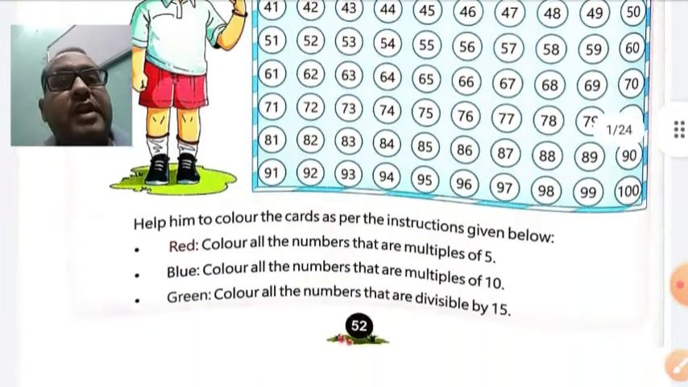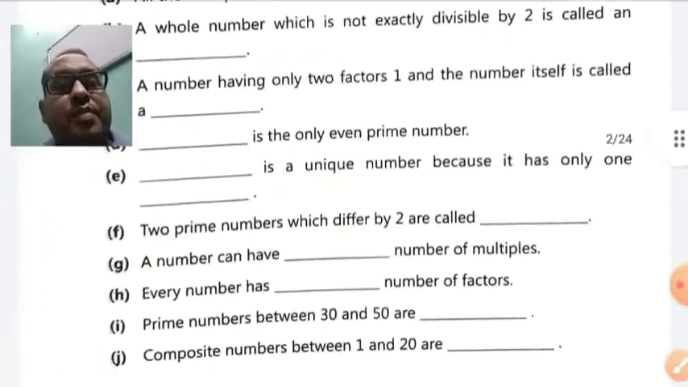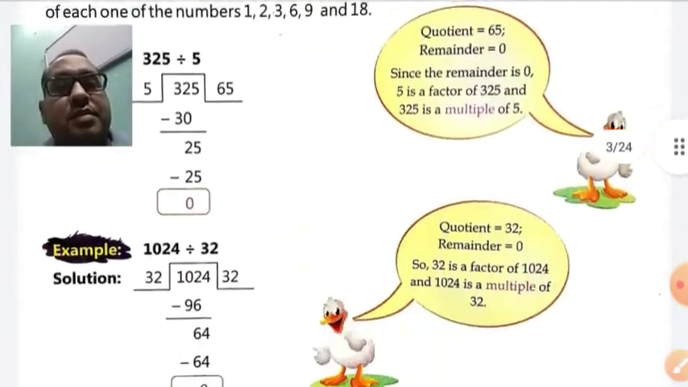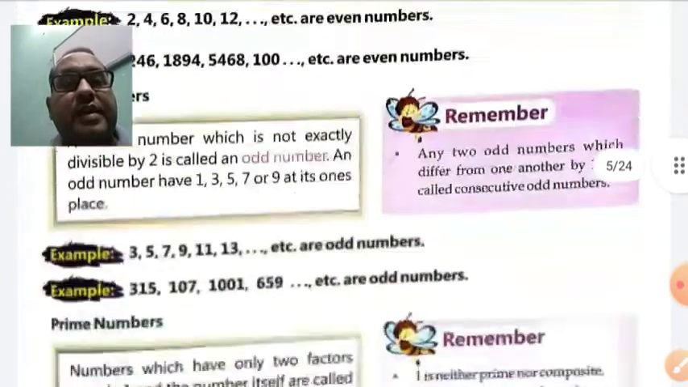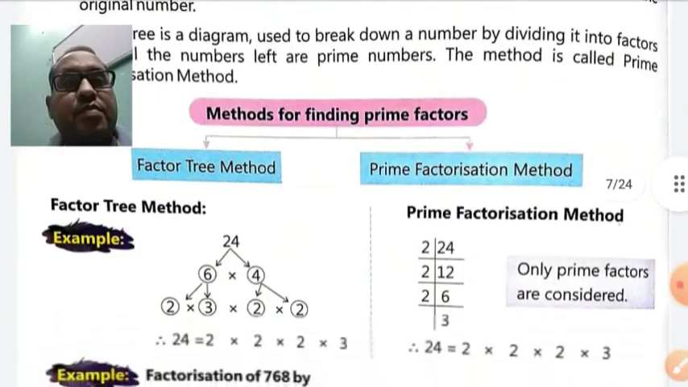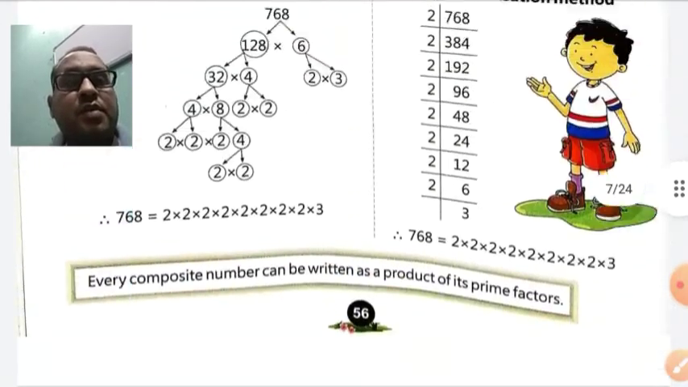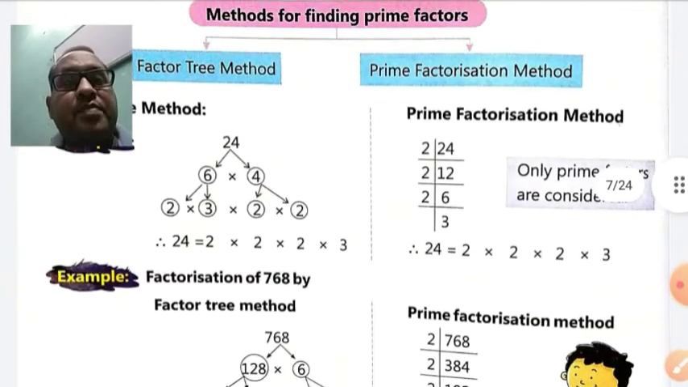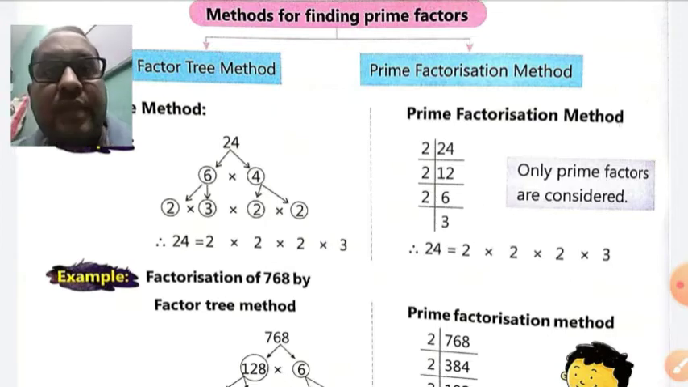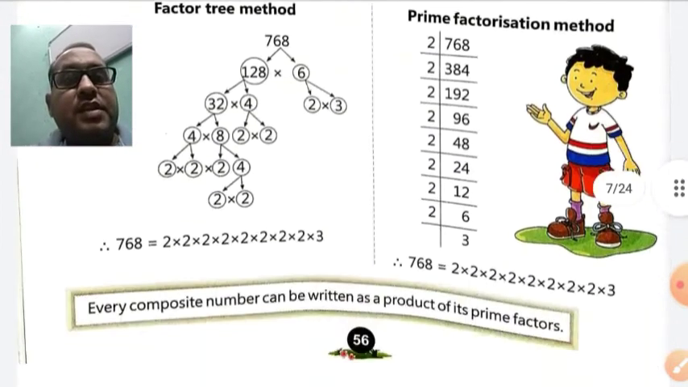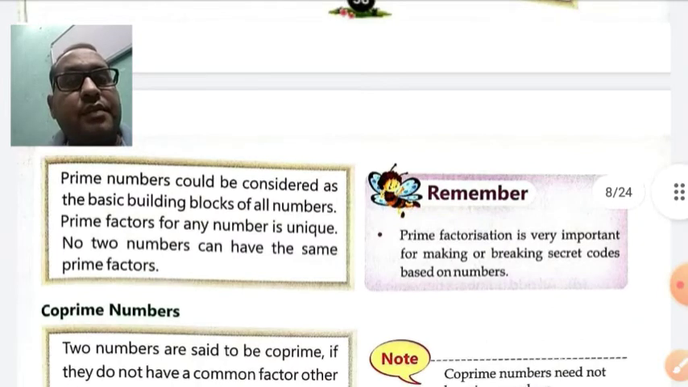We have already discussed factors, multiples, their definition and properties related to factors and multiples. And in that video, we have discussed the methods of finding prime factors, that is the factor tree method and the prime factorization method. So in this video, let's start with the few remaining topics.